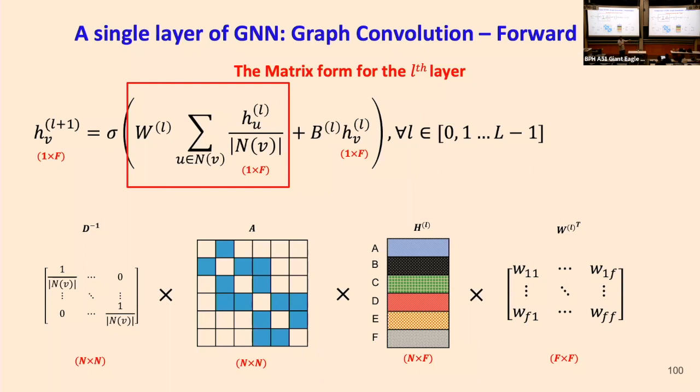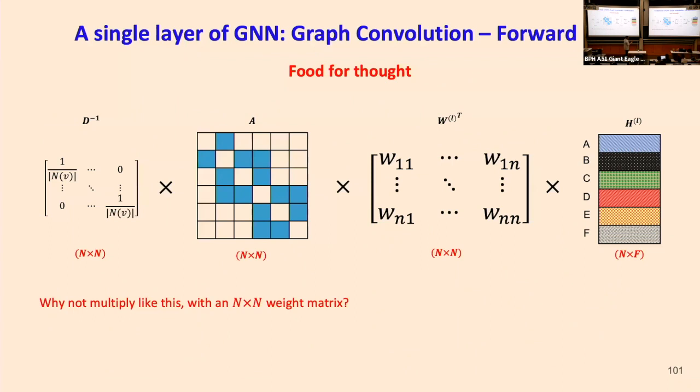But here's some food for thought. Why not multiply like this instead? Instead of putting the weight matrix at the end being F cross F, why not just make it N cross N and do it before the node computation? Aside from the fact that we'll have more parameters now, but let's say it's an arbitrary, trivial difference. We don't need to worry about it. So why not do this?